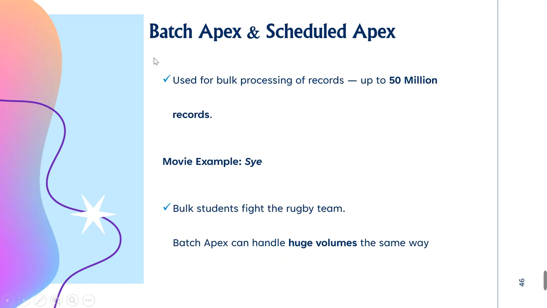And the next point is batch Apex and scheduled Apex. By using this, we can process 50 million records. Upload in the sense we are processing the records. Taking a movie example, Sai, in that we have the bulk students fights in the rugby team, right? Similar to that, batch Apex can handle huge volumes in the same way.